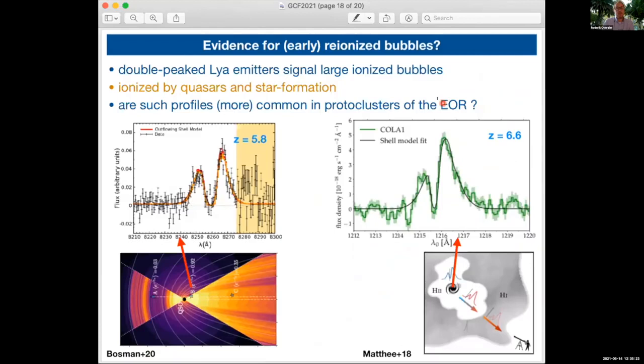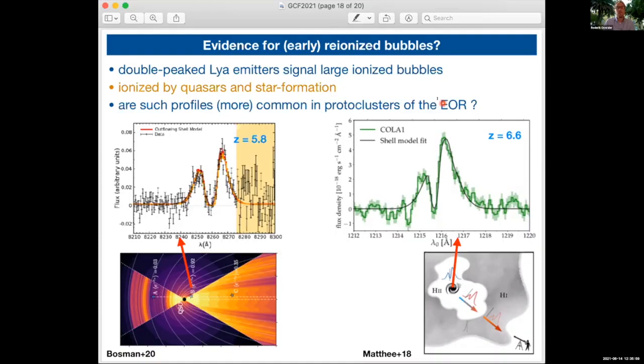Now, here are two examples of interesting Lyman alpha emitters from the EoR, late stage EoR, that show this double peaked Lyman alpha emission. And this is sort of the smoking gun of objects that are sitting in large ionized bubbles. The example on the left from Bosman et al. 2020 is actually a Lyman alpha emitter that sits in the ionization cone of a quasar at redshift 6. The object on the right by Mate et al. is a Lyman alpha emitter that probably sits in its own HII blown large ionized region.